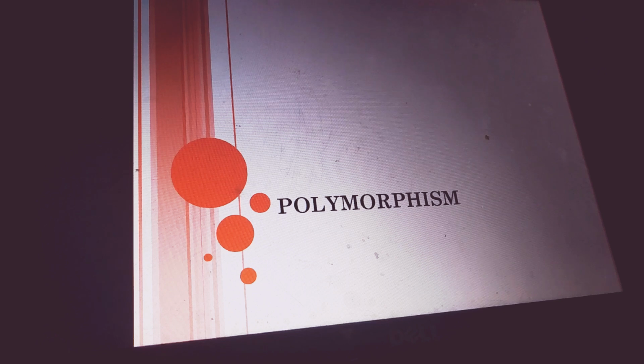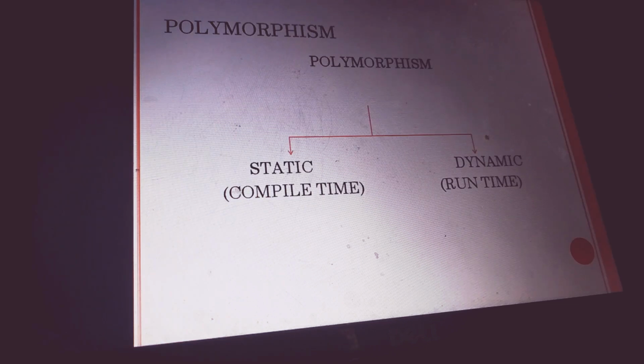Polymorphism. What is polymorphism? Polymorphism means the ability to take more than one form. There are two types of polymorphism. The first one is static, and the other one is dynamic. Static is also known as compile time polymorphism, and dynamic is also known as runtime polymorphism. In my last video, I explained what compile time and runtime are. You can go through that video too, because I explained static polymorphism in our wonderful Tamil language.